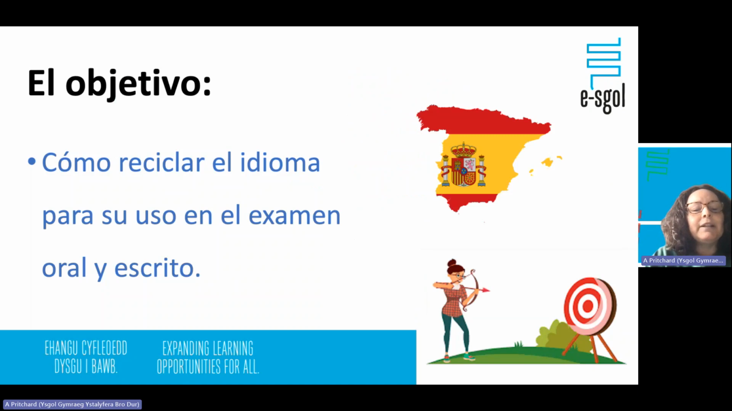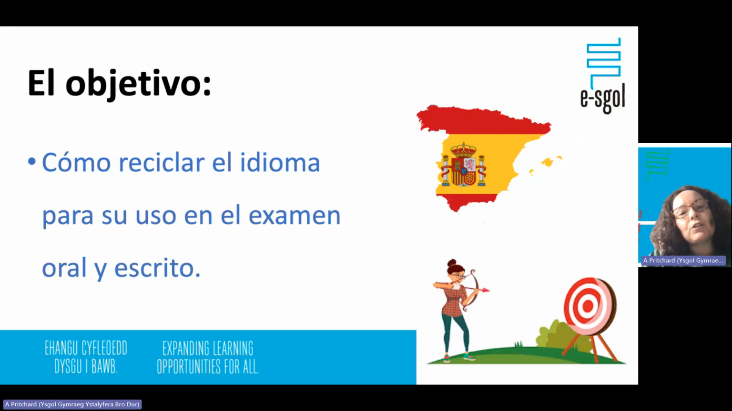El objetivo es cómo reciclar el idioma para su uso en el examen oral y escrito. So the objective today will focus on recycling language for use in the oral and written exams for Spanish GCSE.